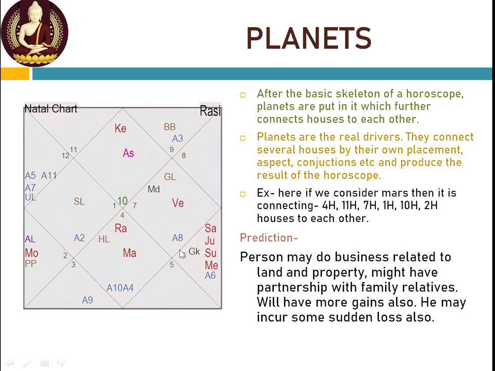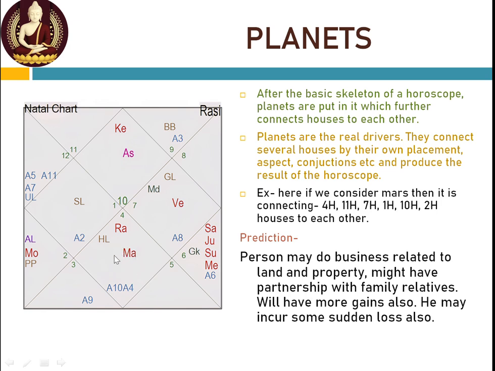in the person's life. Now, what predictions can we make here? We can say that the person may do business related to land and property. Why? Because the fourth lord Mars, also the Karaka of land and property, is sitting in the seventh house, the house of business, and the sign is Cancer, a natural Cancer sign, which also denotes some home activity or land and property.